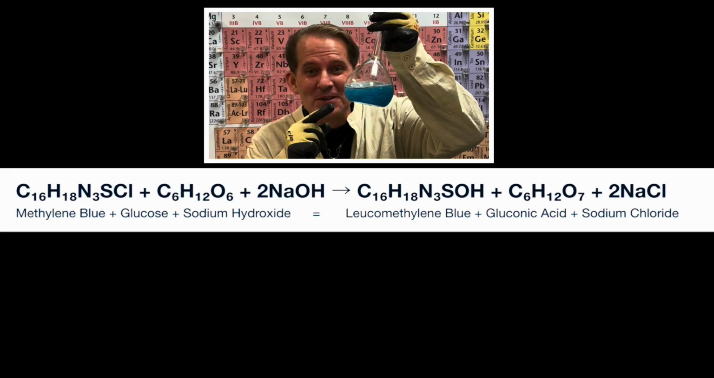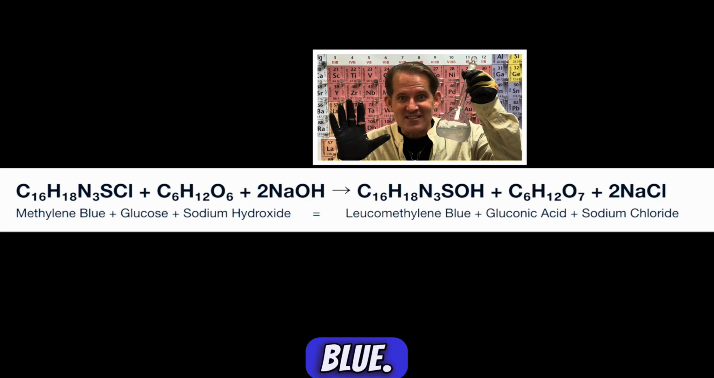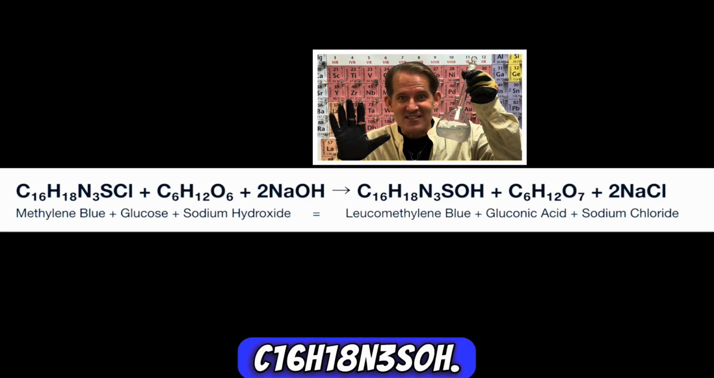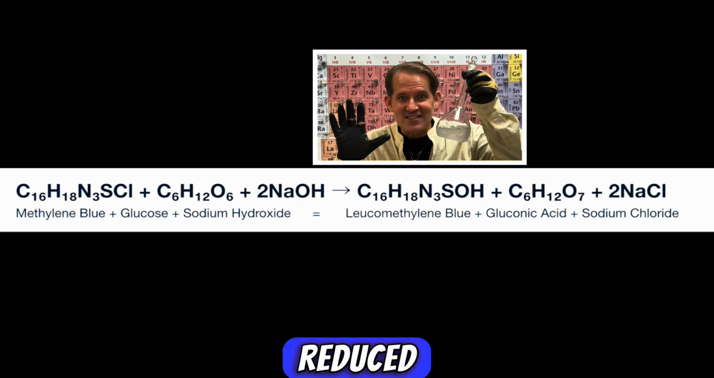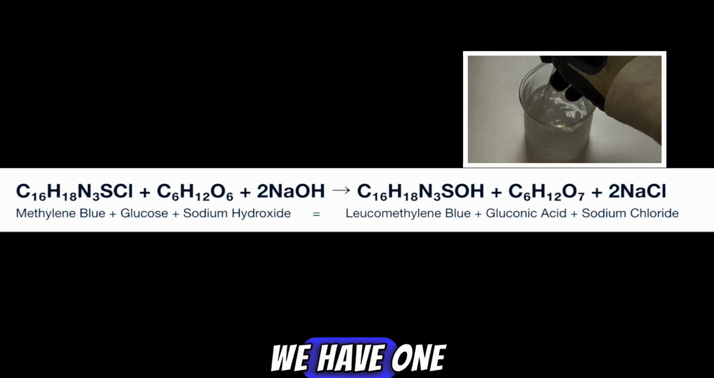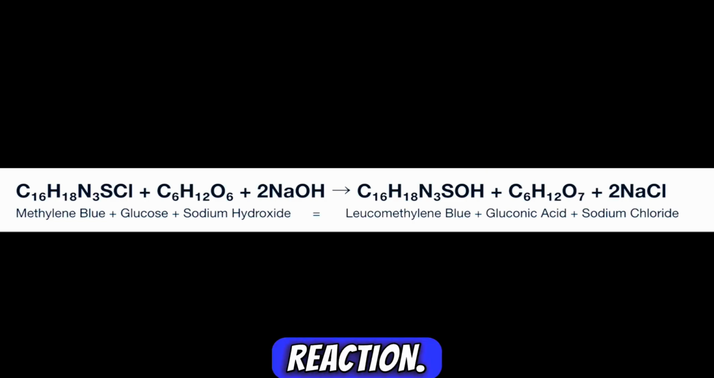Those create the products leucomethylene blue, gluconic acid, and sodium chloride. We have 1 mole of leucomethylene blue, that's the C₁₆H₁₈N₃SOH. That's methylene blue in its reduced clear state. We have 1 mole of gluconic acid, that's the C₁₆H₁₂O₆, and we have 2 moles of sodium chloride, that's the 2NaCl in this amazing redox reaction.